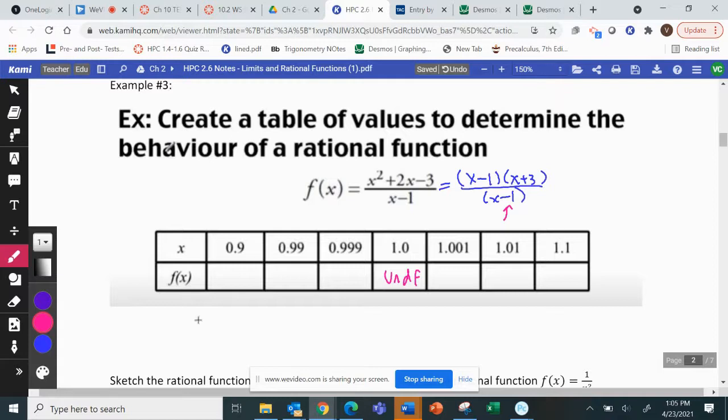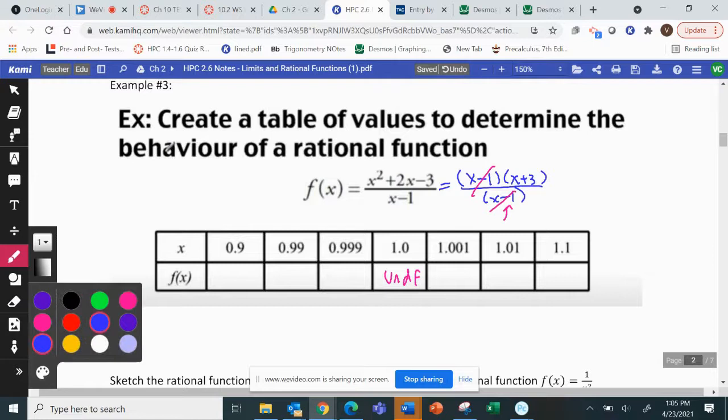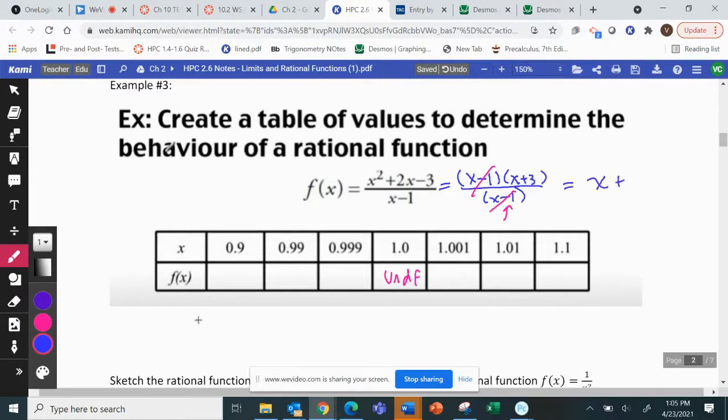Now, another thing that I notice is there's an x minus 1 on top and on the bottom. So I can cancel those. And then when you did this in algebra 2, you would write x plus 3 where x does not equal 1. So you had to include that domain restriction. So now what we're going to do is figure out the behavior of the graph around this missing piece.